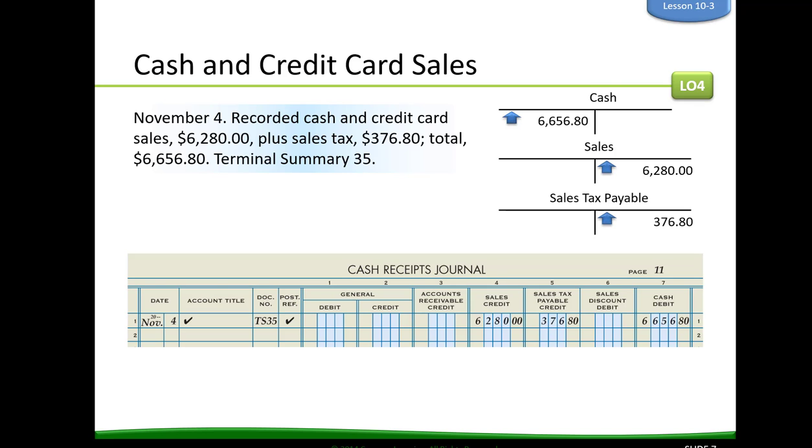And so we are going to go into our cash receipts journal. This is when we receive cash in our terminal summaries. TS is for terminal summary, and then the number. So here we have November 4th. There is no account title, so you just put a check mark. And the post reference is also going to be a check mark. You'll put your sales credit and sales tax payable. These two numbers need to add to give you your cash debit.